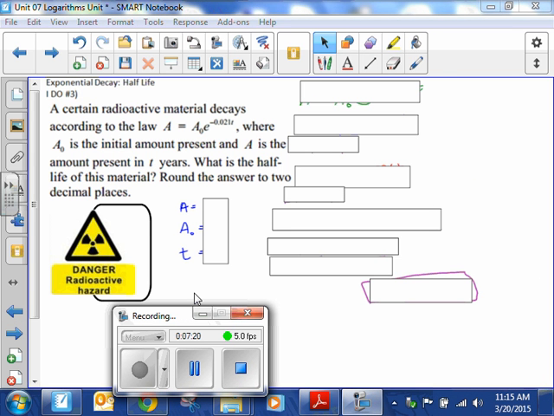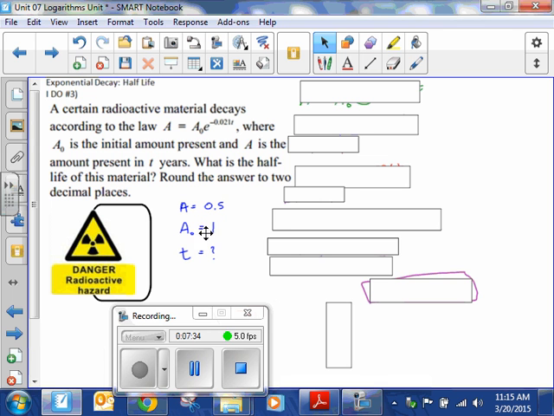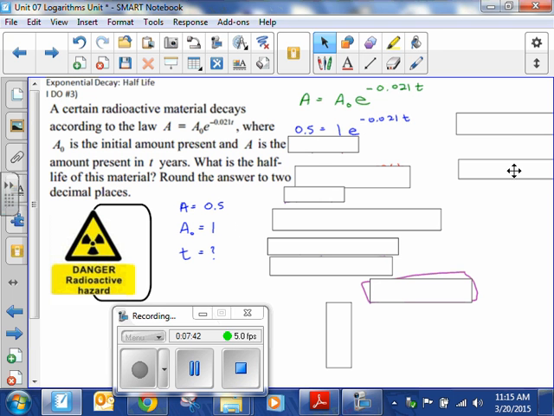When you're dealing with the half-life question and they don't give you the original amount or the amount left, you make up your own numbers. So I chose to use the original amount as 1, and the amount you're left with is half of 1, which is 0.5. So we plug 1 in for a sub o, and we plug in 0.5 for a. And we basically solve for t. We divide both sides by 1.